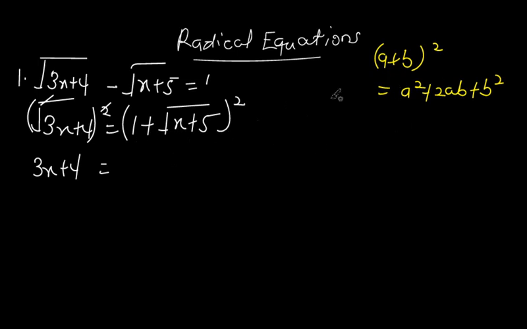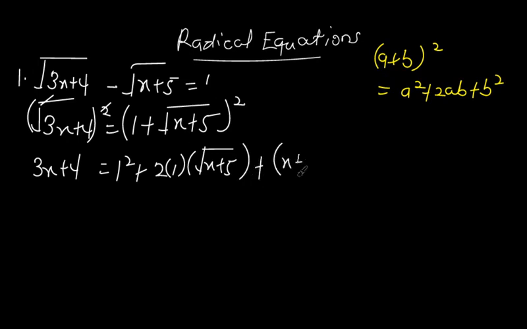So straight away we know that over here we are going to get 1 squared, plus 2ab, so we have 2, the a is 1, the b is root of x plus 5, then plus b squared, so we have root of x plus 5 all squared as the expansion for this. So from here we can now solve and break the equation down.